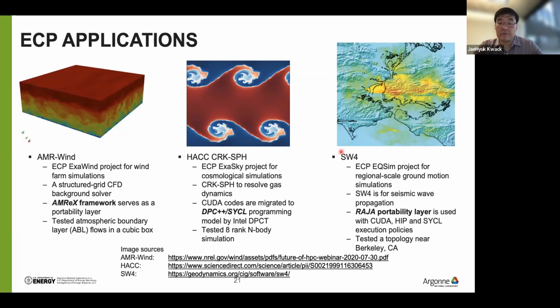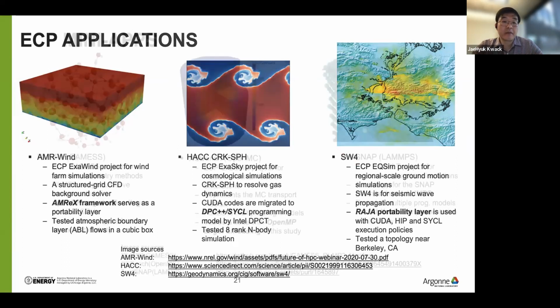SW4 is another ECP application from the EQSIM project. And SW4 uses the RAJA portability layer for Intel, NVIDIA, and AMD GPUs. So we use that implementation.